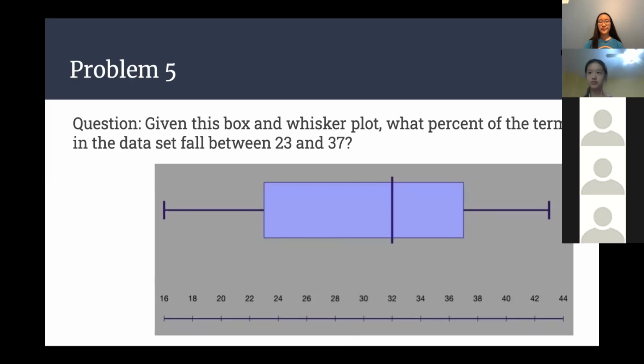Okay. Given this box and whisker plot, what percent of the data set falls between 23 and 37?